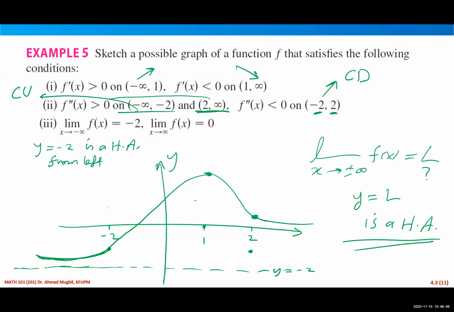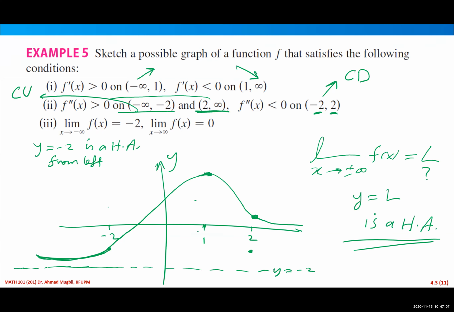Then it concaves down from negative 2 to 2. Yes, it is, if you check that. And from negative 2 to 2, it is concaving down. Also from 2 to infinity, it should concave up. So let me do it like this. It should do something like this. Concaving up, not down.